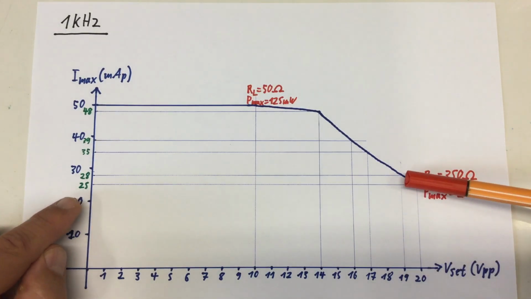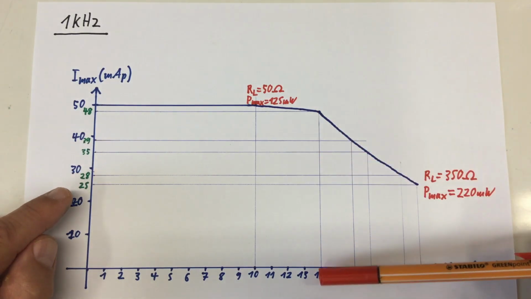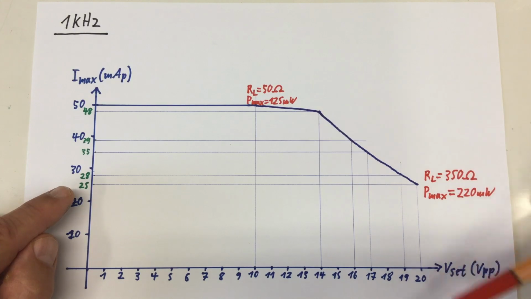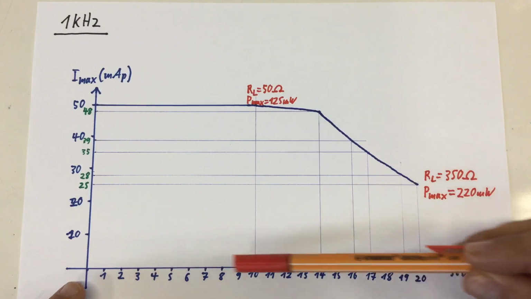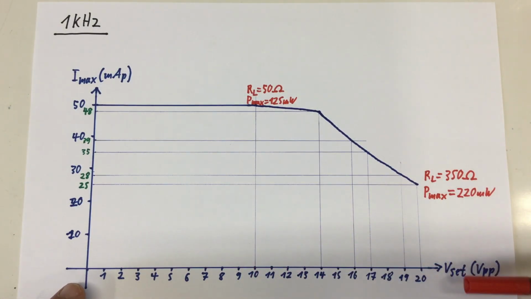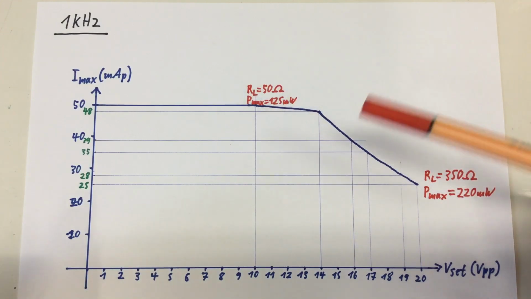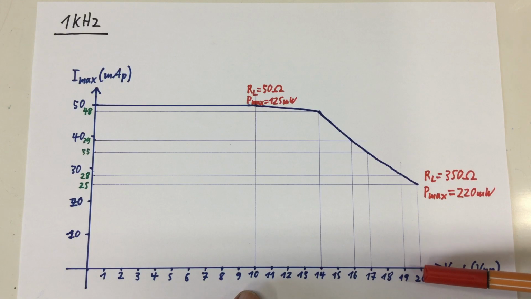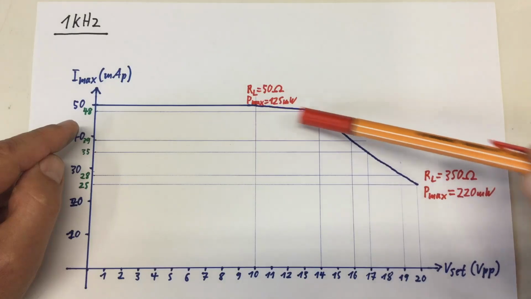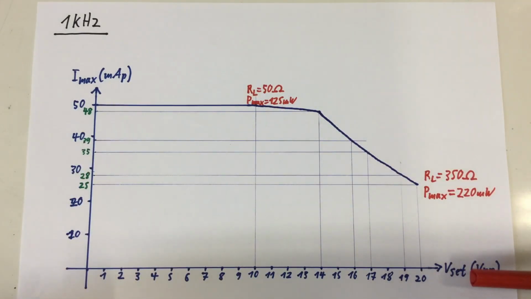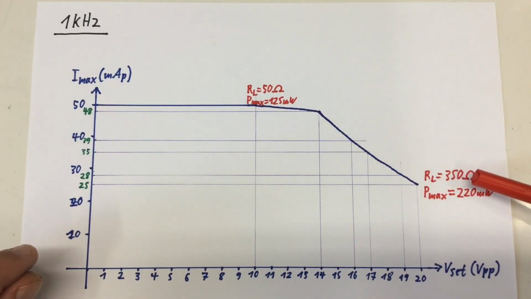And yeah, 19 volts, 28 milliamps, and so on. It's pretty linear up to 14 volts, we said, where we have 48 milliamps. Meaning up to 10 volts peak to peak, you can actually connect a 50 ohm load. But if you go above 10 volts, you have to increase your load resistance until you end up at 20 volts with a minimum load resistance of 350 ohms.